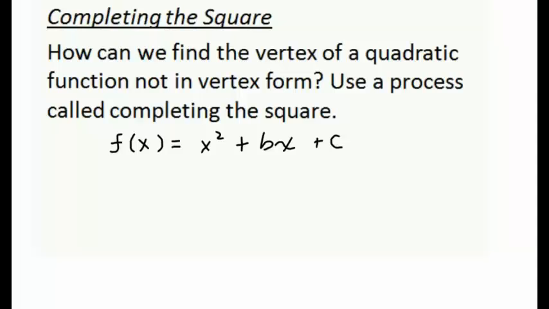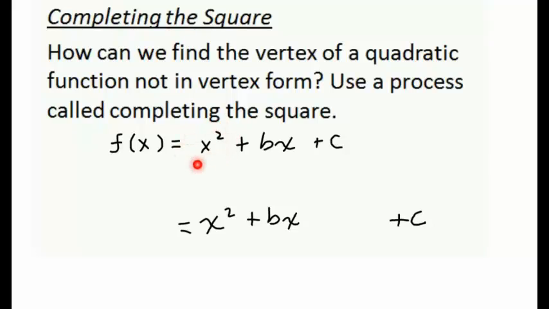Sometimes we're given quadratic functions like this in standard form, and we're interested in getting them into vertex form. How can we do that? Well, there's a process that we have called completing the square, and it goes like this.